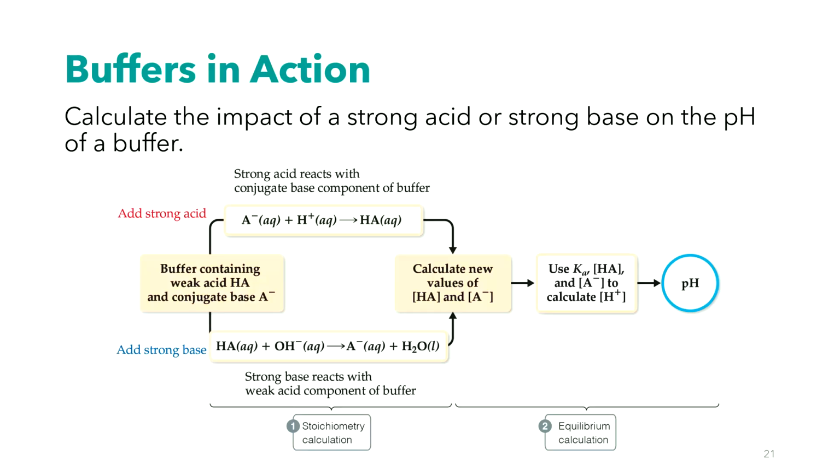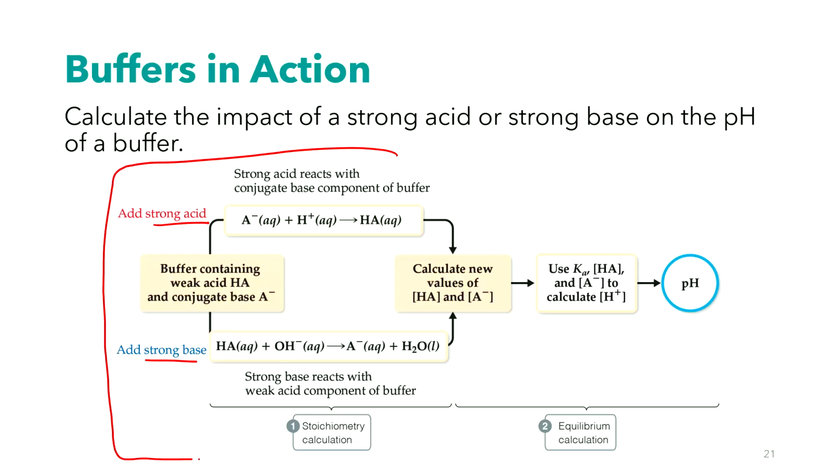We are now going to actually do a buffer calculation. So not just, hey, I've made the buffer, but now I've made the buffer and I'm going to add some OH minus or H plus. We want to see it neutralizing that addition of acid and base. Your book splits this up into 2 steps. We have our buffer. We've already made it. Then we add in strong acid or strong base.